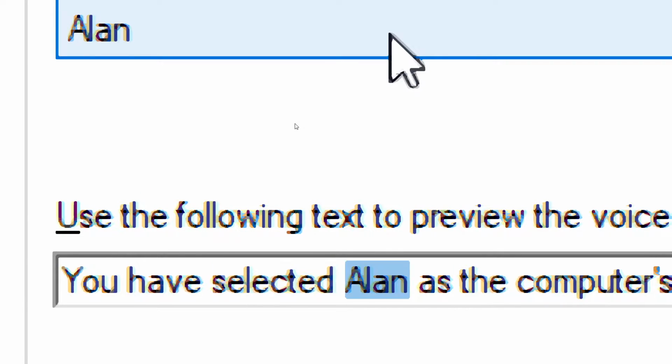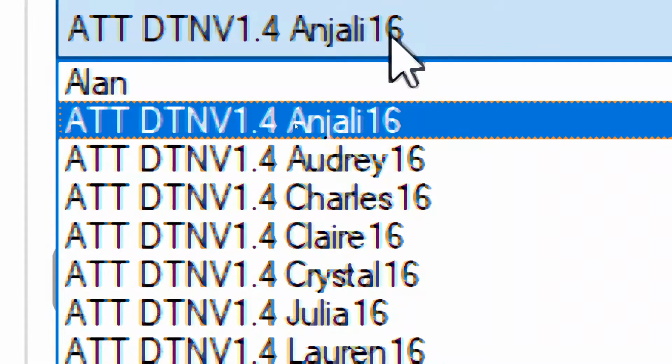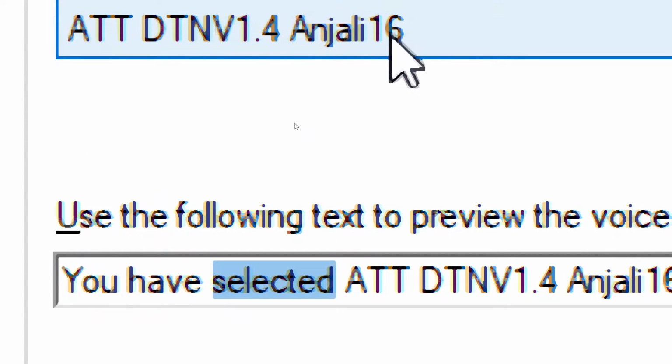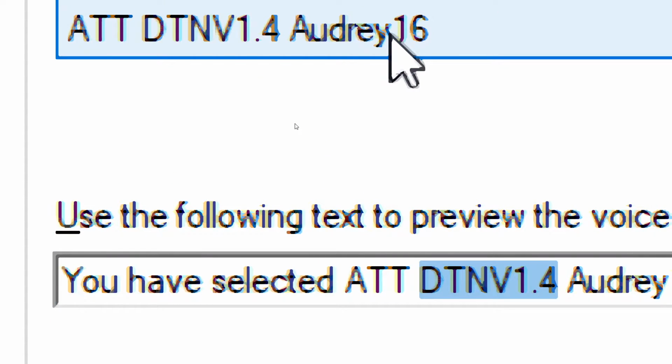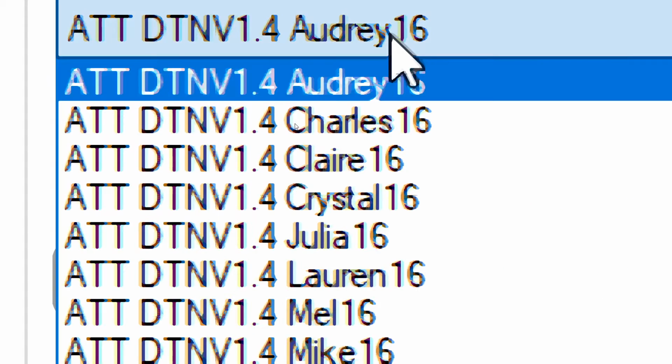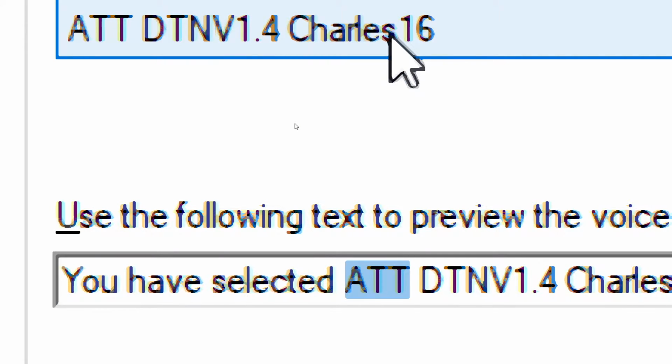You have selected Alan as the computer's default voice. You have selected ATT-DTNV 1.4a JLI16 as the computer's default voice. You have selected ATT-DTNV 1.4a UDRY16 as the computer's default voice. You have selected ATT-DTNV 1.4 Charles 16 as the computer's default voice.